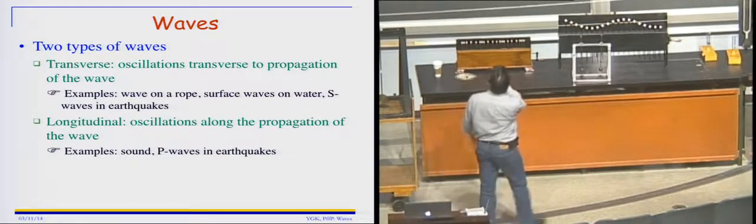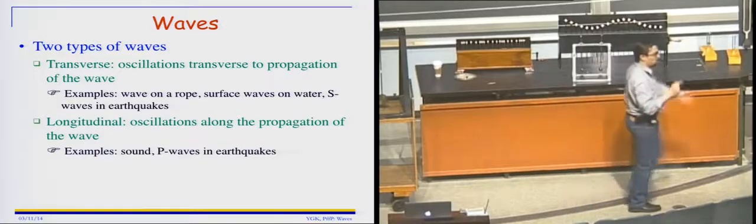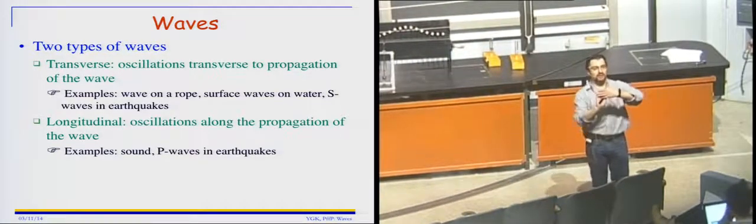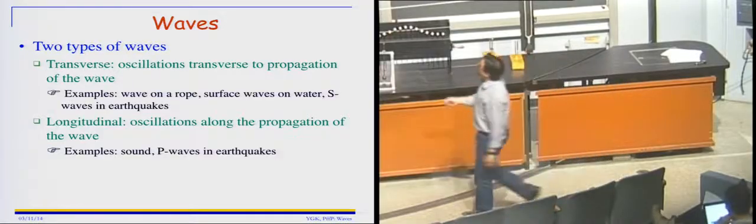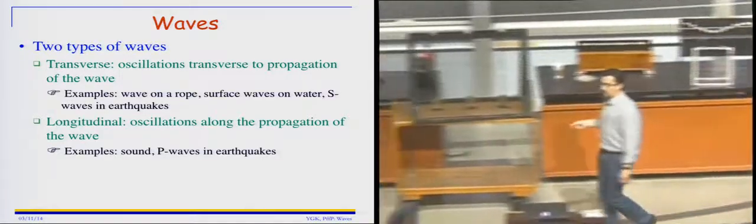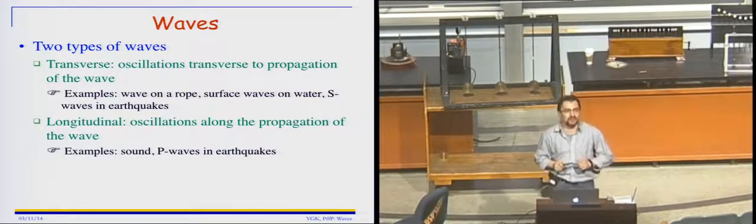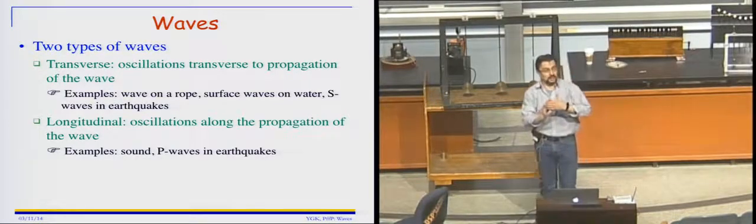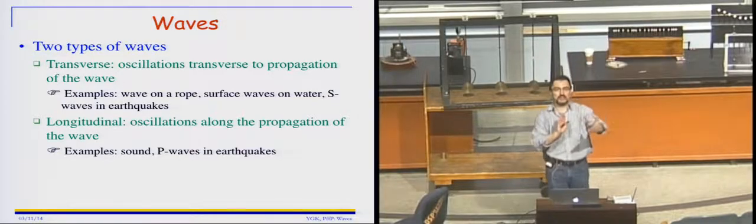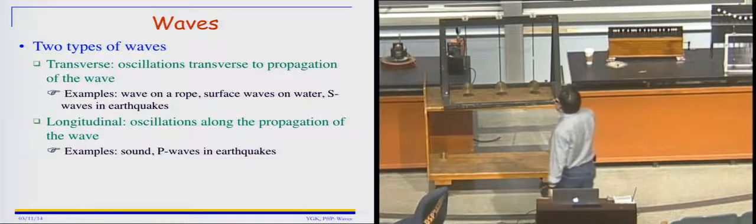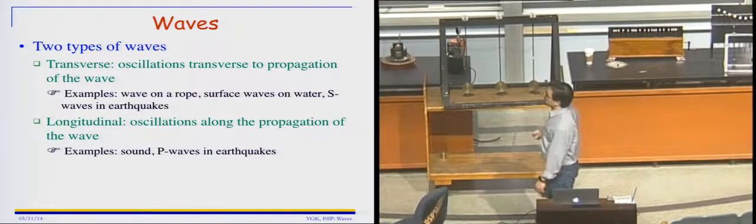And there are other examples. For example, sound is an example of the increase or decrease in pressure along the direction of the sound wave propagation. P waves in earthquakes, otherwise known as pressure waves, also propagate through the bulk of material by increasing or decreasing the density slightly. And those are the examples.